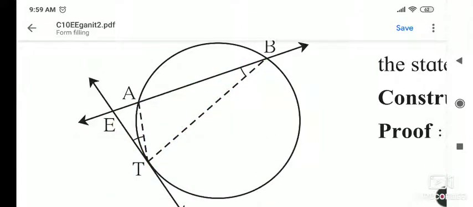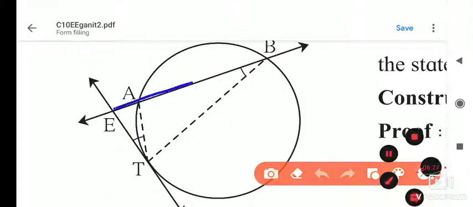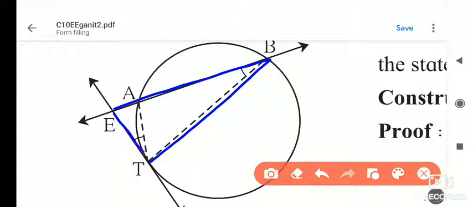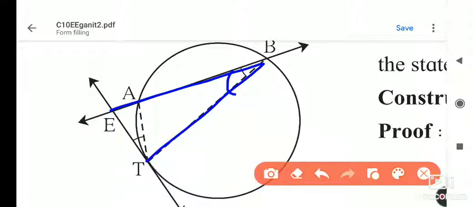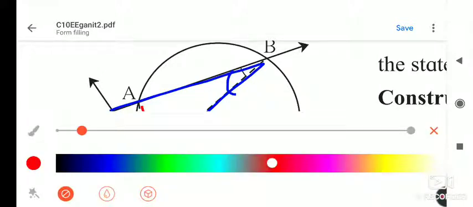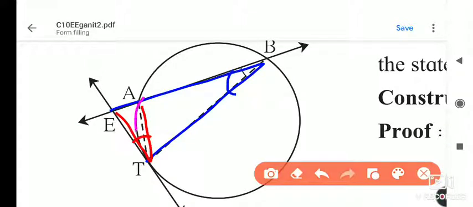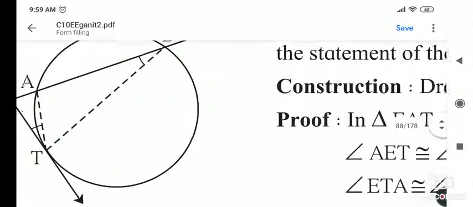And secondly, if you see EBT and the other triangle ETA, this angle and the angle in ETA, these two angles are congruent to each other. Why are they congruent? You will notice that they intercept the same arc, that is ET, and that's why these two angles, being inscribed in the same arc, are congruent. By the AA test of similarity, these two triangles are similar to each other.